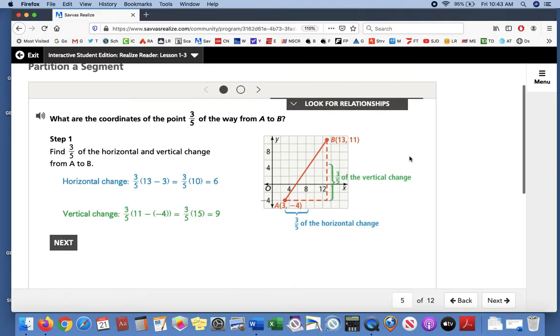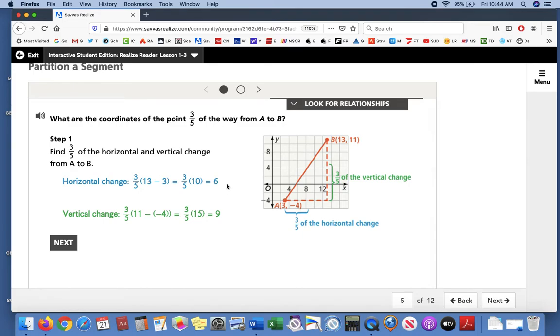First, we want to find the distance that's 3/5 of the horizontal change and the vertical change. So the horizontal change is looking at just the x values. That's 3 and 13. So we want to find what's 3/5 of the way from 3 to 13. To do that, we subtract 13 minus 3, which is 10, and then we take 3/5 of that. All I did was subtract the x values, find that number, and multiply it times the fraction 3/5 to get 6. So it's 6 units horizontally that is 3/5 of the way. I'm going to use that number later.